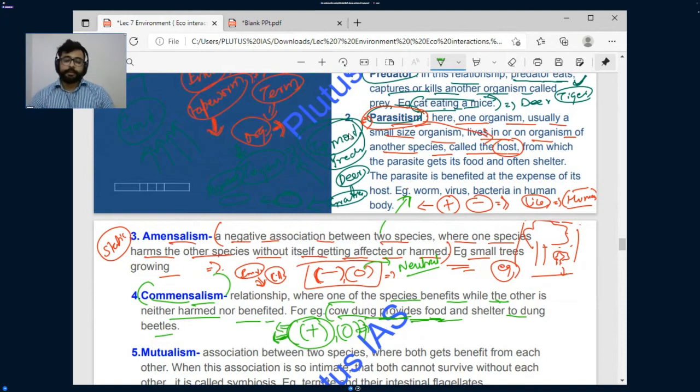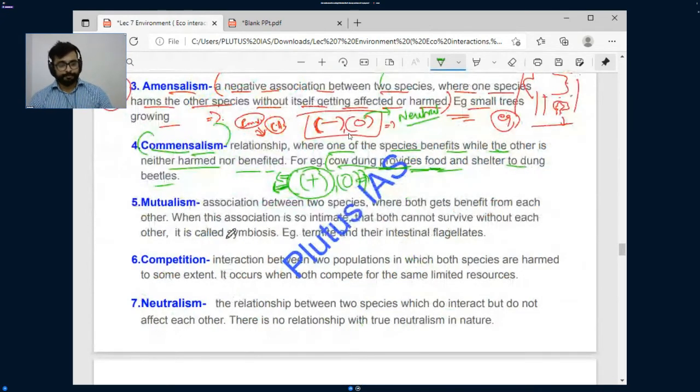ठीक है. Then comes mutualism. Now, what is mutualism? Mutualism is an association between two species where both get benefit from each other. यानी दोनों का फायदा हो जाएगा. ठीक है.